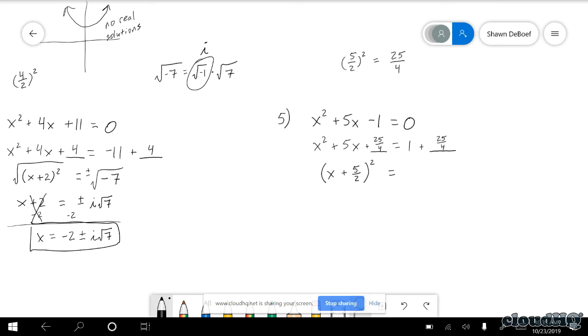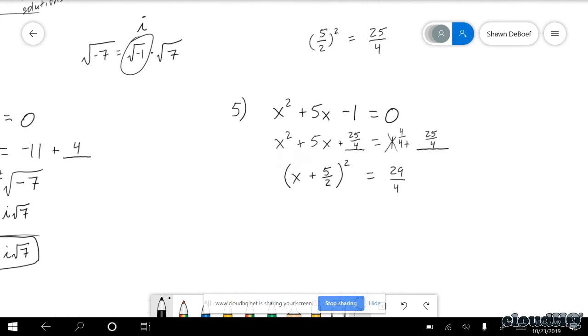On the right side, 1 plus 25 fourths. Can I simplify that into one thing? Yes, but I need a common denominator. Instead of 1, we think of it as 4 fourths. 4 fourths plus 25 fourths, add the numerators, we get 29 fourths. So now we're ready to square root it. Square root, don't forget, plus minus.